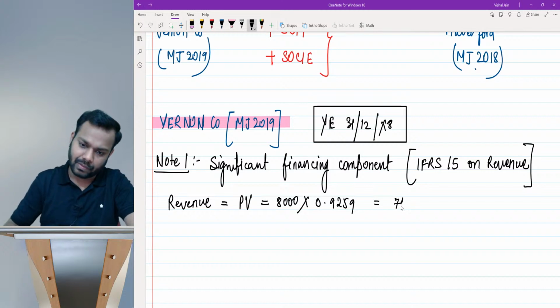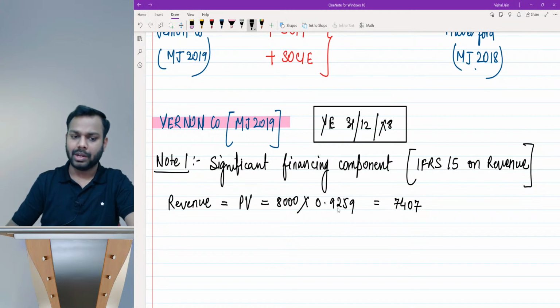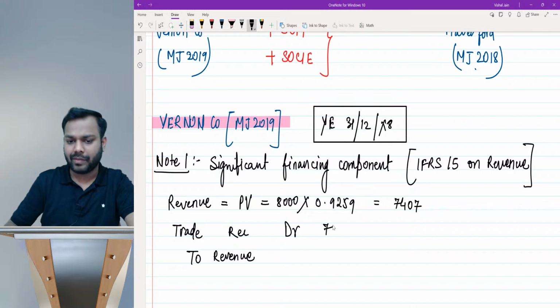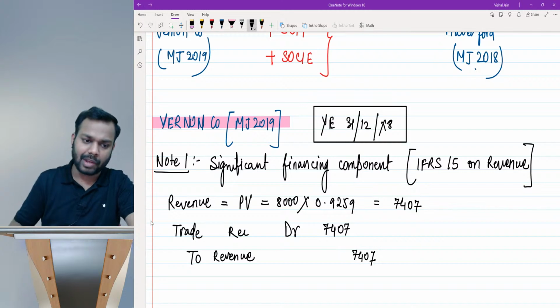7407 is the amount of revenue, right? So what is the correct accounting entry? The correct accounting treatment should be trade receivables account debit, to revenue, 7407, and this entry should be passed on 1st July.